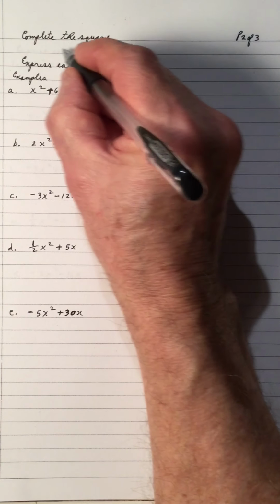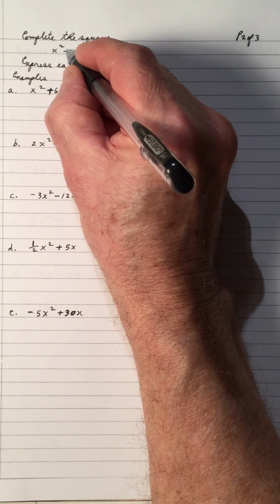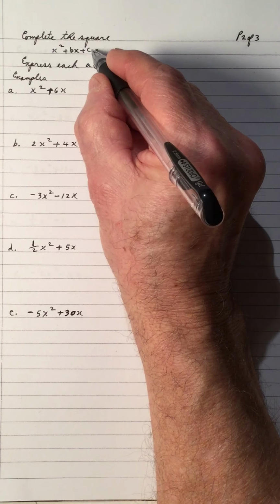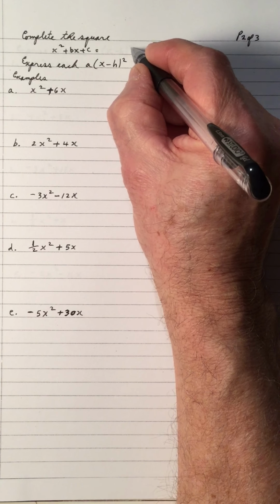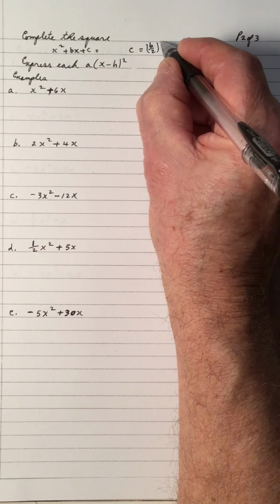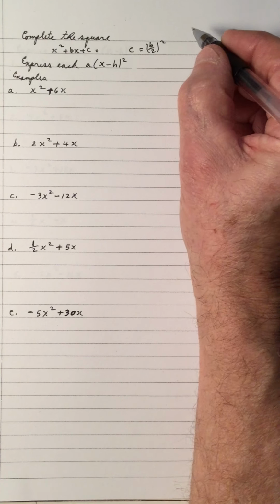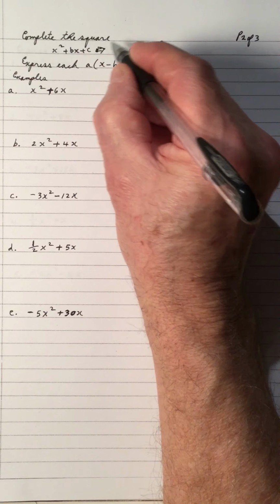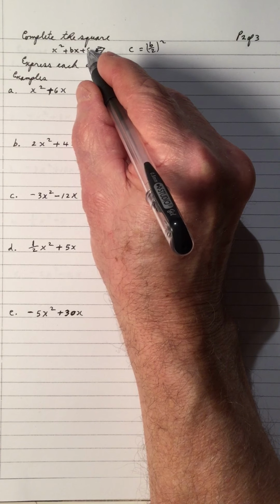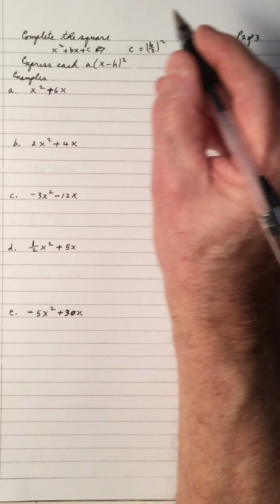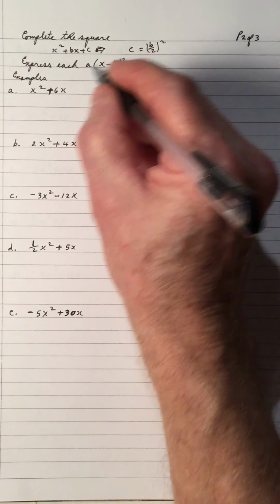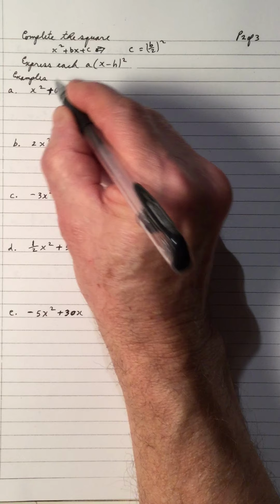Complete the square. Remember that we had an equation x squared plus bx plus c, and if this is going to be a perfect square trinomial, then c was equal to b divided by 2 squared. So that's what we're going to do. If this is a perfect square trinomial, then c would be half of b squared, and then the factorization would be done by what we're doing here. So let me explain now.